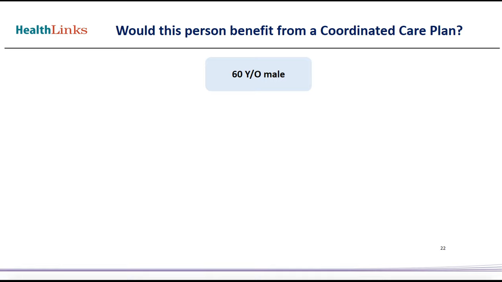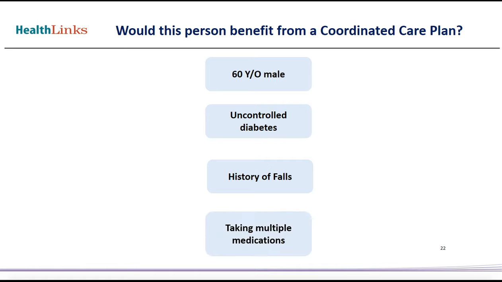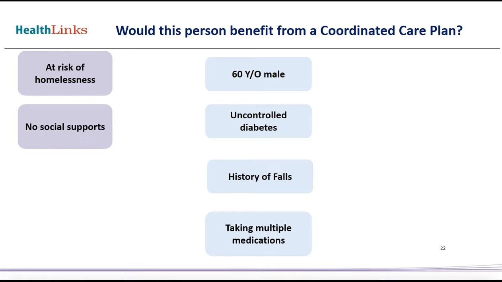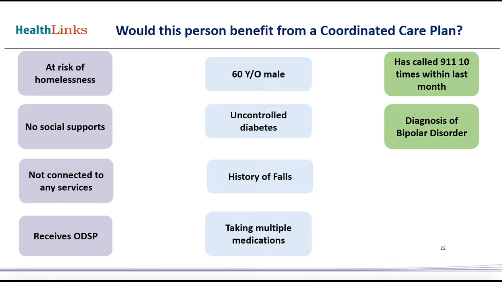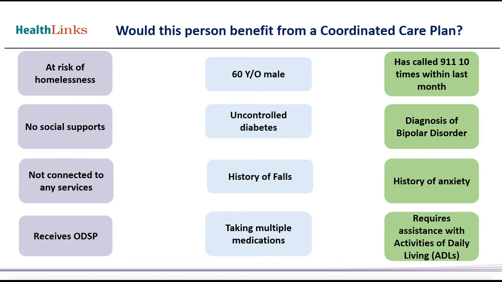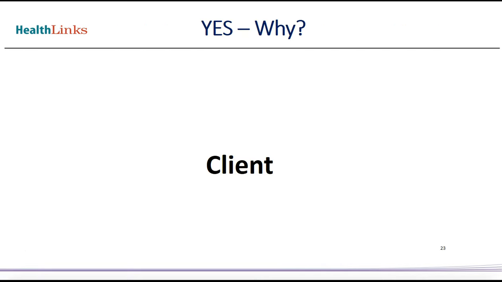So this first case scenario, it's a 60-year-old male who has uncontrolled diabetes, has a history of falls, is currently taking multiple medications, is at risk of homelessness, has no social supports present, is not connected to any services, receives ODSP, has called 911 10 times within the last month, has a diagnosis of bipolar disorder, history of anxiety, and lastly requires assistance with activities of daily living. So, would this person benefit from a coordinated care plan? The answer is yes.